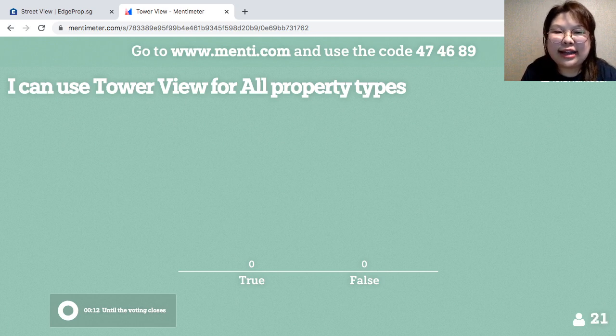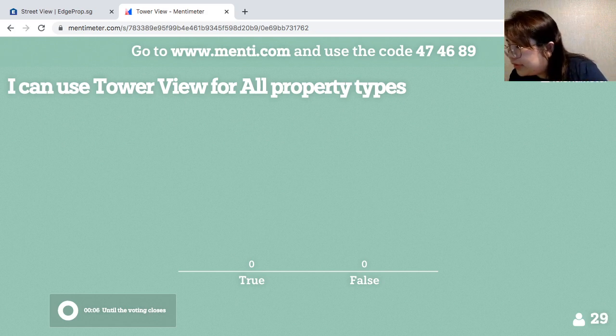First and foremost, can I use Tower View for all property types? So can I use Tower View for all property types, true or false?